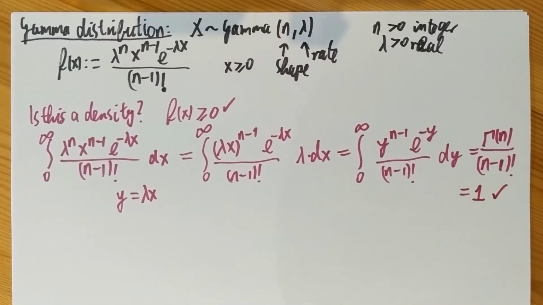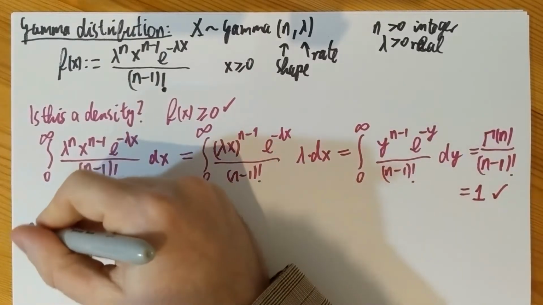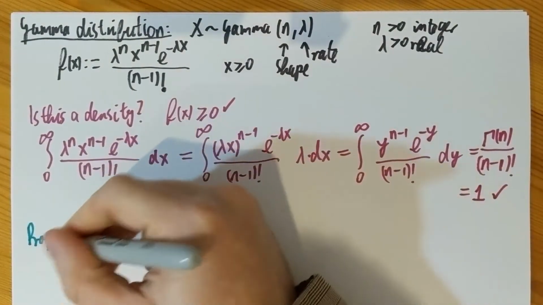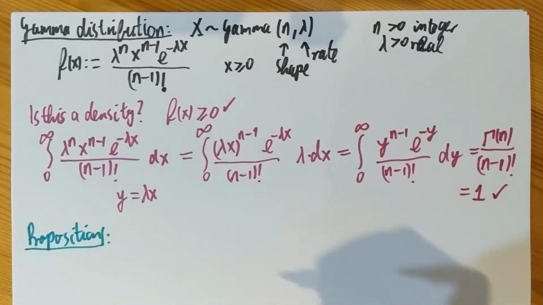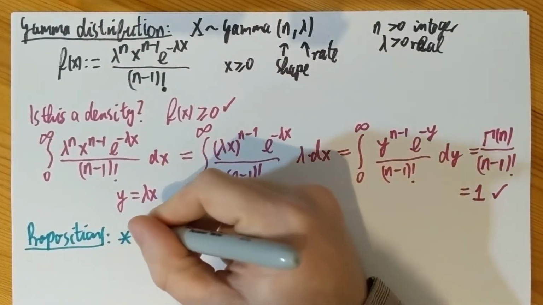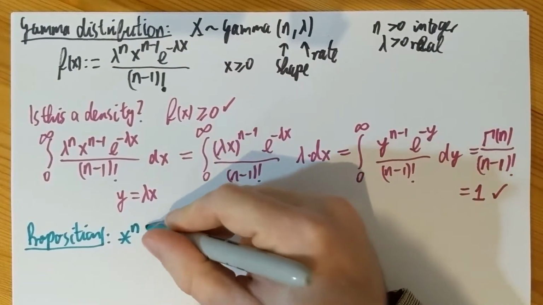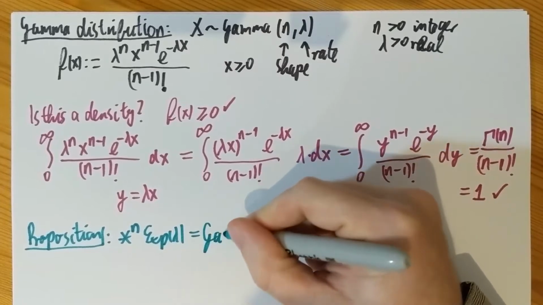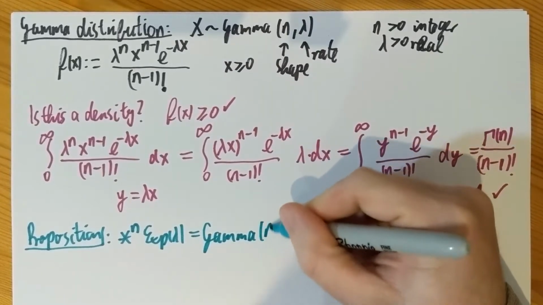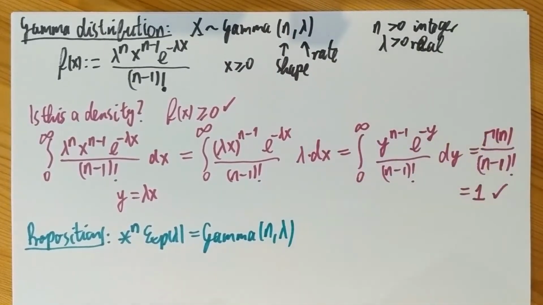Okay, now why do we like the gamma distribution? Here is why we like it. Here's a simple proposition. At this form, it actually comes from convolving exponentials. The proposition is that the n-fold convolution of exponential lambda is exactly gamma of n, lambda. Okay, that's the proposition here.